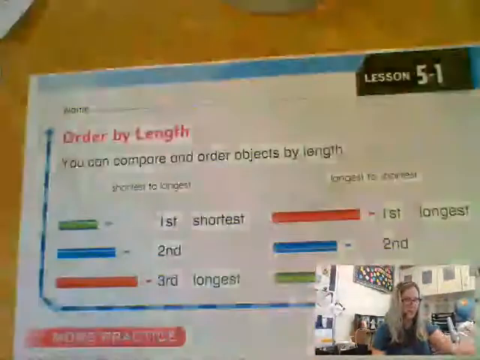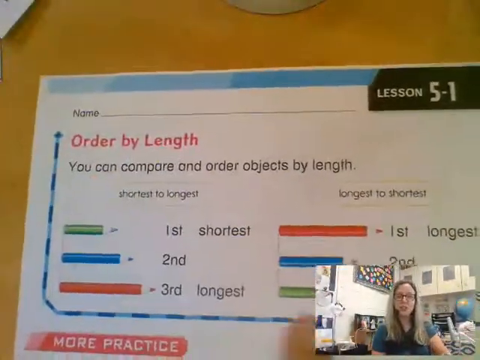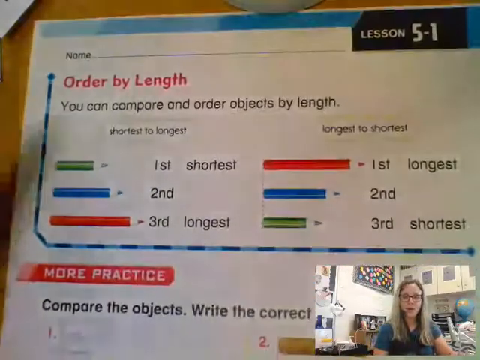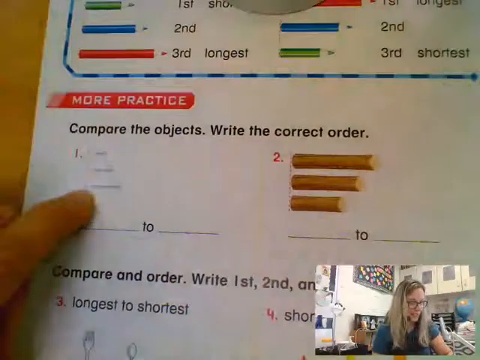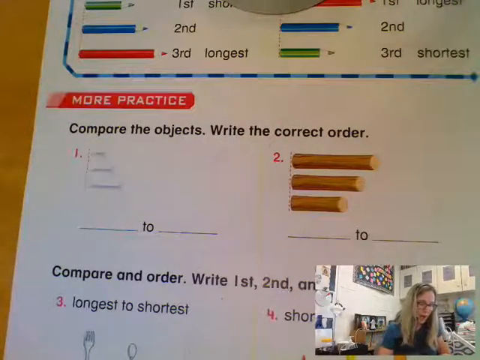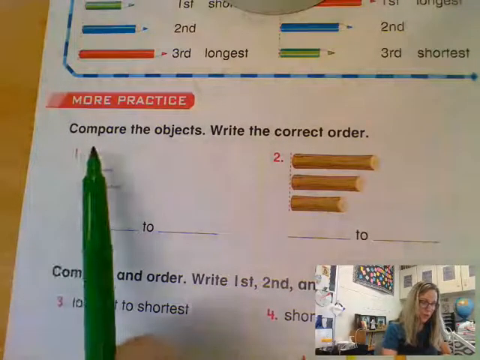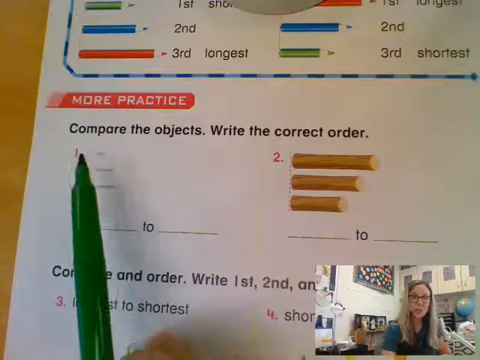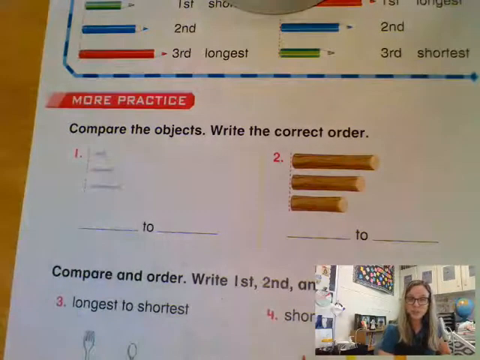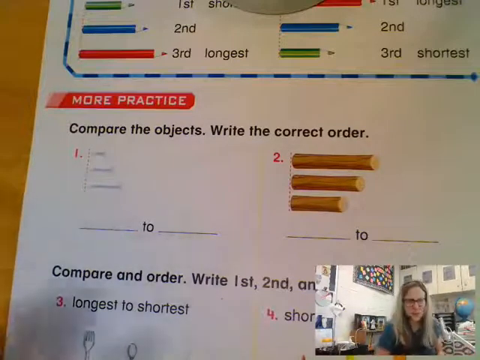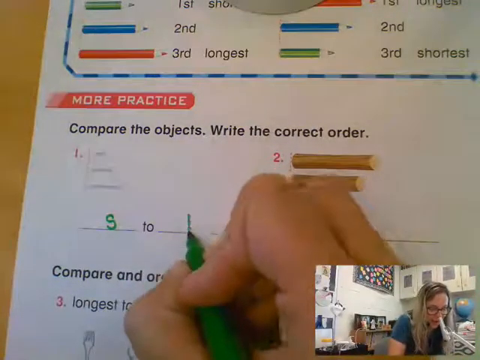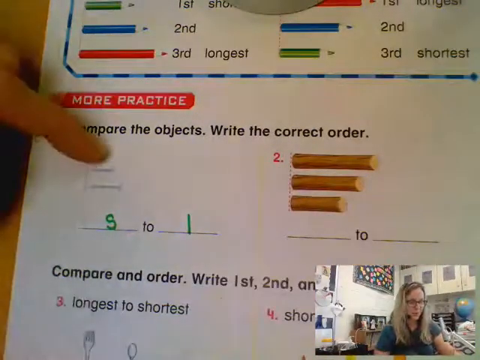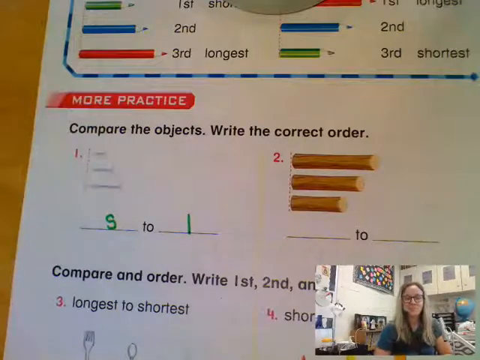All right, going on to the top now of the next page. This is just another review of how to order shortest to longest or longest to shortest. Let's take a look at these nails here. And it says, are these being put in order from shortest to longest or from longest to shortest? Shortest to longest. Instead of writing out the whole word, you can just put an S for shortest to L for longest. They are in order from shortest to longest.